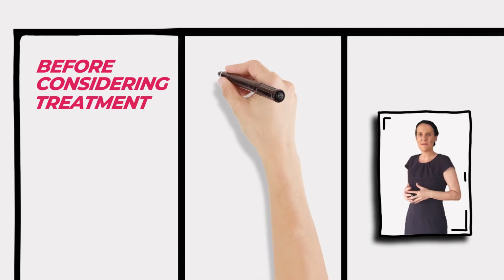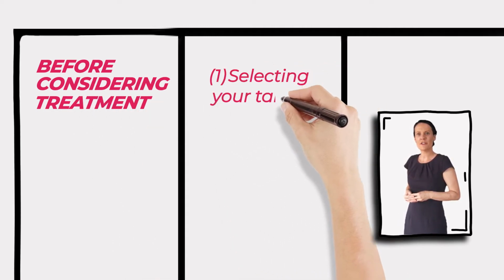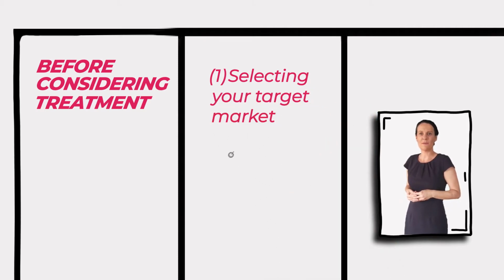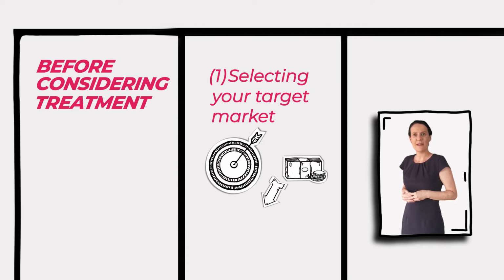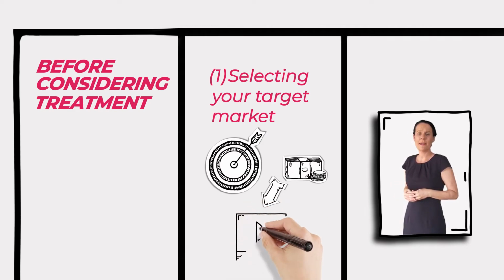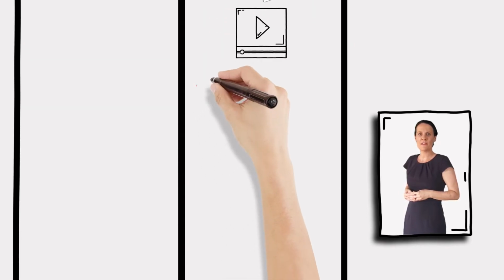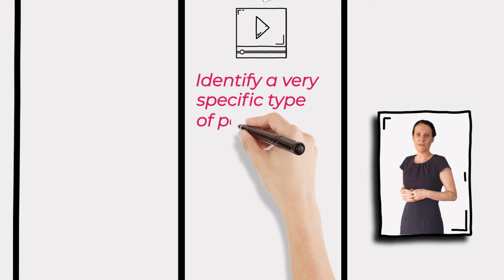You'll have to be very specific about who you're trying to reach if you want to compete with larger businesses. You don't have the budget to run expensive advertising campaigns that reach everyone like the big campaign budgets of Smile Direct Club and Invisalign. So you need to identify a very specific type of person whose problems you can solve.